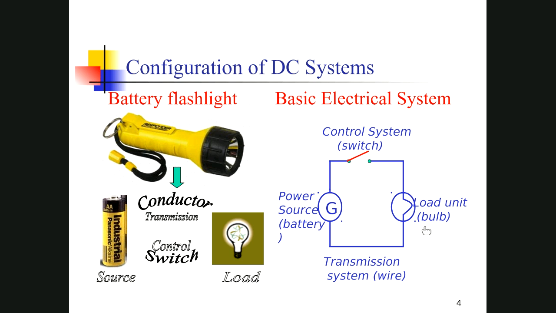So now you should understand, although you cannot see the electrons, that the movements of the electrons is the energy. Just like the movements of objects is the mechanical energy. Just like a bullet. So this is the so-called simple DC system.